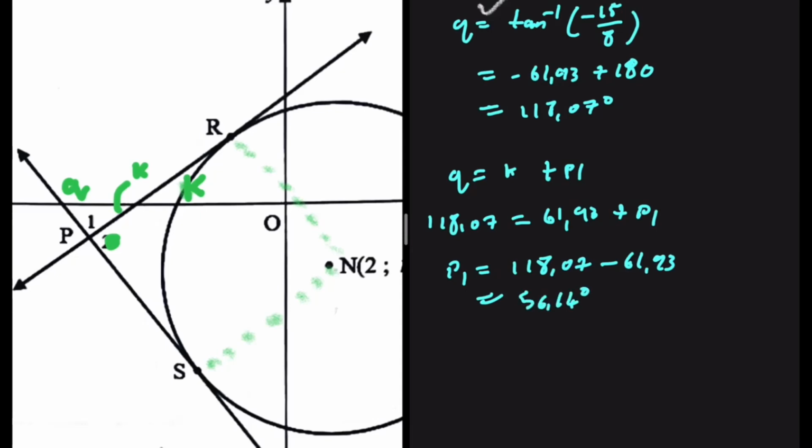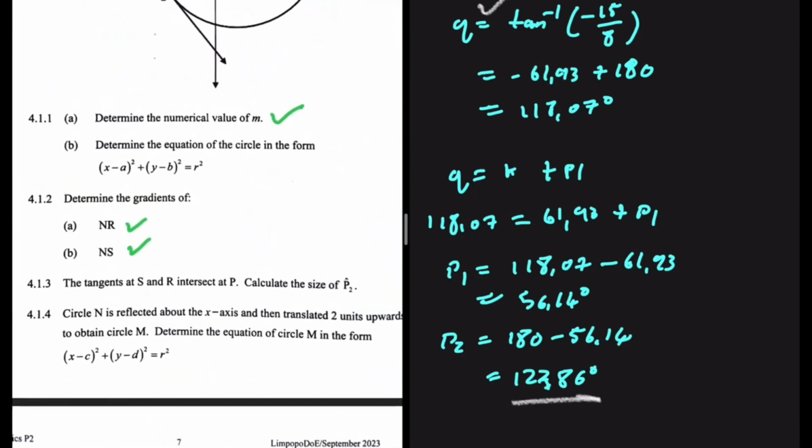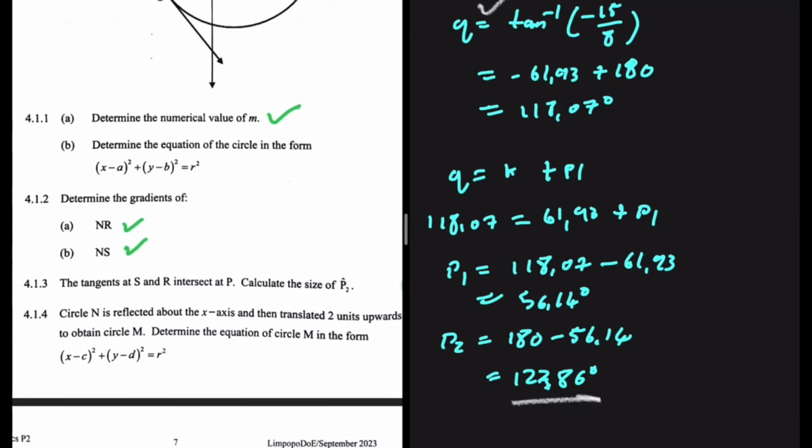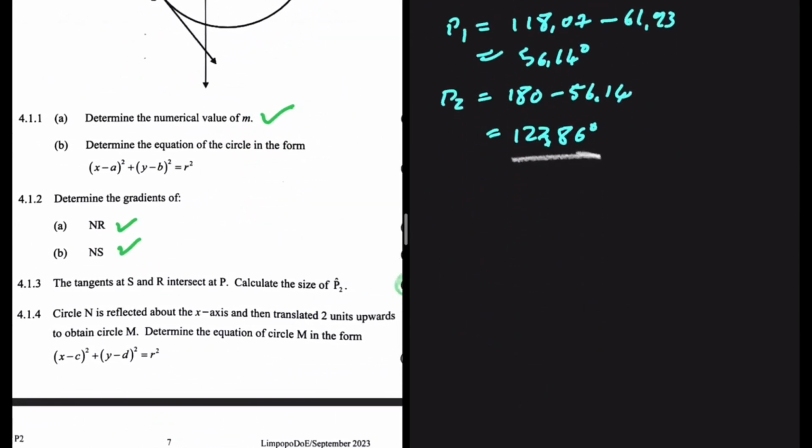But then that's not it. We're not looking for P1. We're looking for P2. So P2 will be equal to 180 minus 56.14, and that is 123.86 degrees. Yeah, it is a long and painful exercise, but we have to do what we have to do. So that is 4.1.3. Let's go ahead and do 4.1.4.